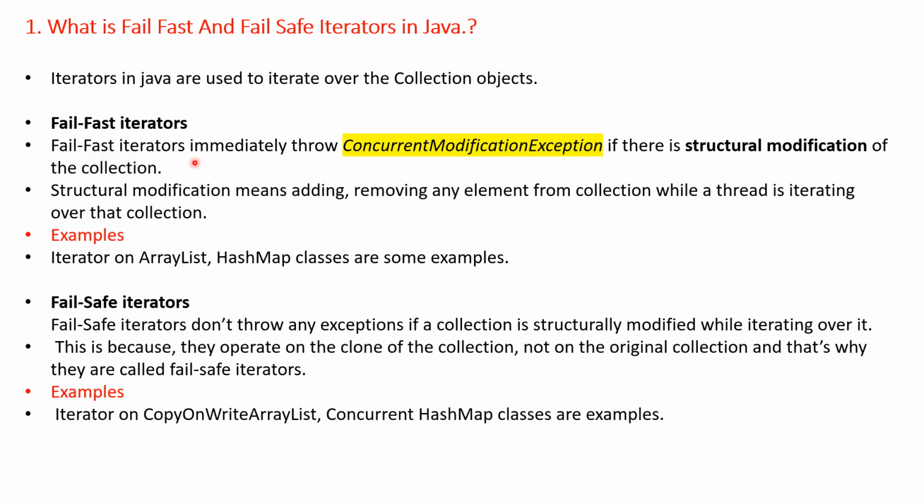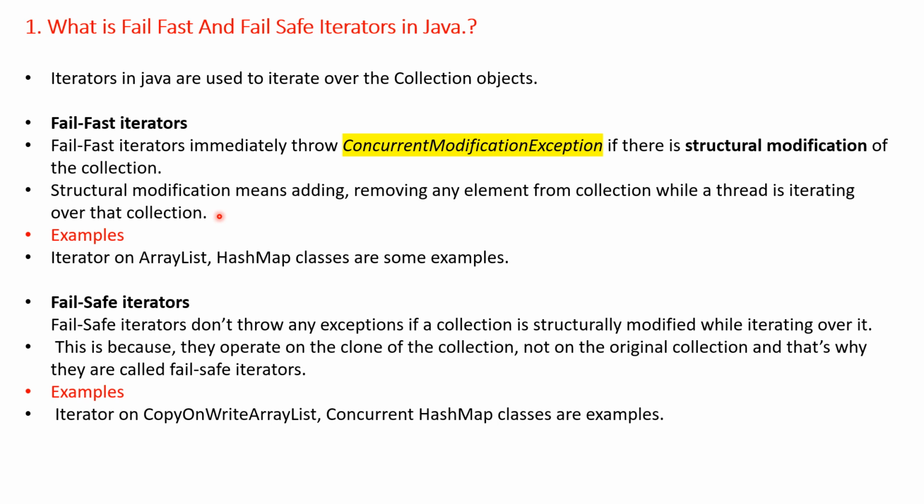Fail fast iterators immediately throw concurrent modification exception if there is structural modification of the collection. Means what it is saying, these iterators will throw the concurrent modification exception then and there if we are doing any structural modification of that particular collection. So what is structural modification here? It is nothing but adding or removing any element from the collection while a thread is iterating over the collection.